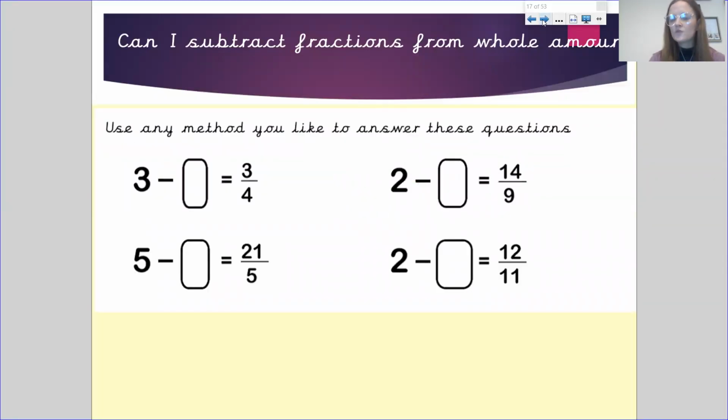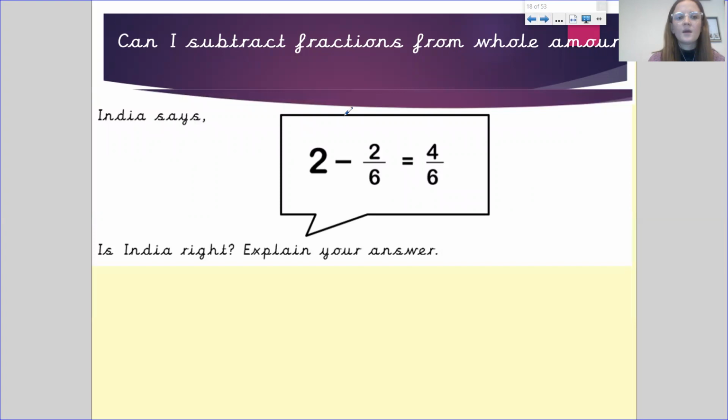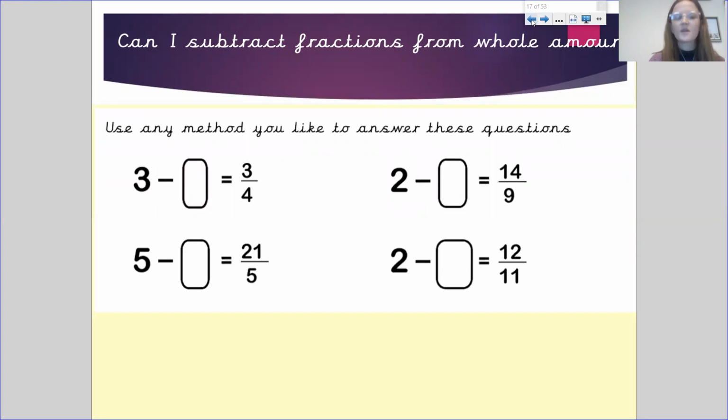Right, so now you've seen the number line method. You've also seen the bar chart method. I want you to pause the video and choose whichever method you would like to help you work out these questions. So we've got 3 minus something, and then we've got 2 minus something, 5 minus something, and 2 minus something, and they will give you an answer. And then we've got this question. So sorry, got a bit ahead of myself there. Pause the video now and work out these questions.